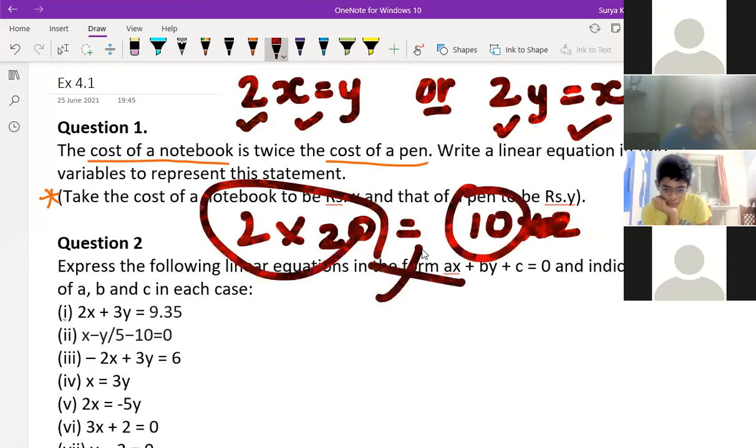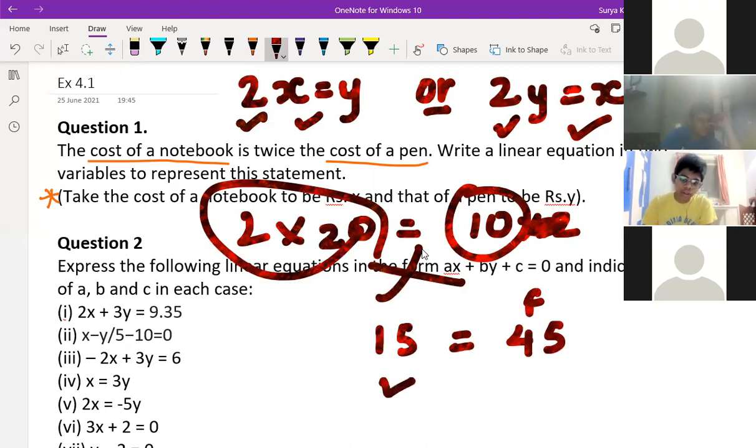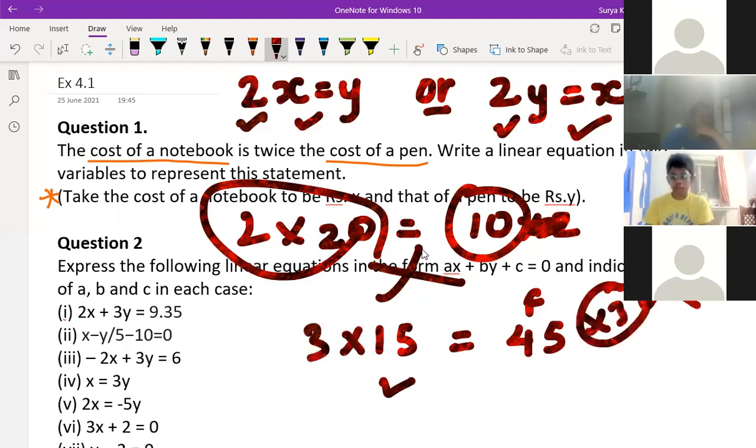So this is wrong. Suppose I tell you that your father is twice your age. Suppose your age is 15 and your father is 45. This is your father's age and this is your age. If I tell you your father is 3 times your age and you multiply by 3 on the father's side, this is completely wrong. You have to multiply with your age, then this becomes equal. Understood, children?